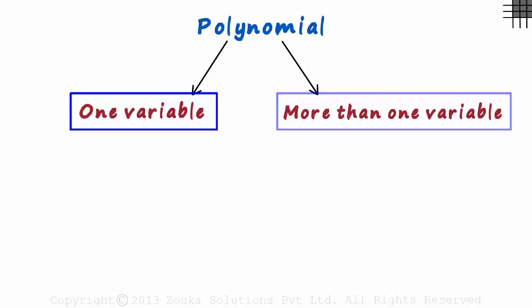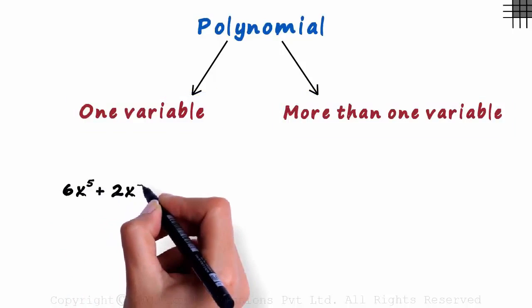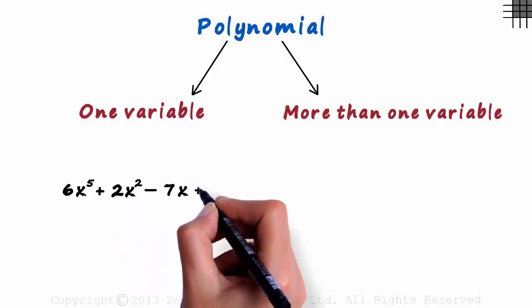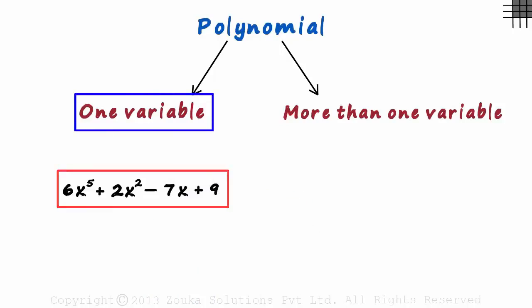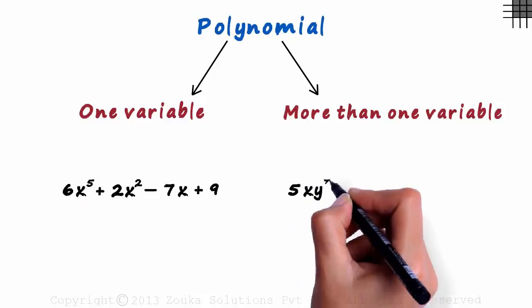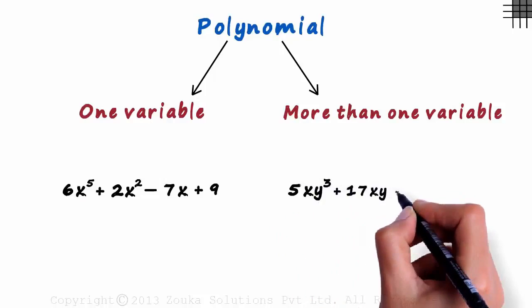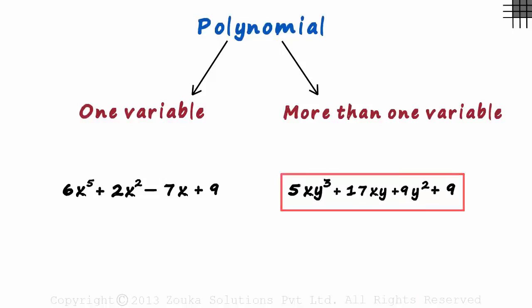An example of the first type would be 6x^5 + 2x^2 - 7x + 9. This polynomial has just one variable, which is x. An example of the second type would be 5xy^3 + 17xy + 9y^2 + 9. This has two variables, x and y, which makes it fall into the second category.